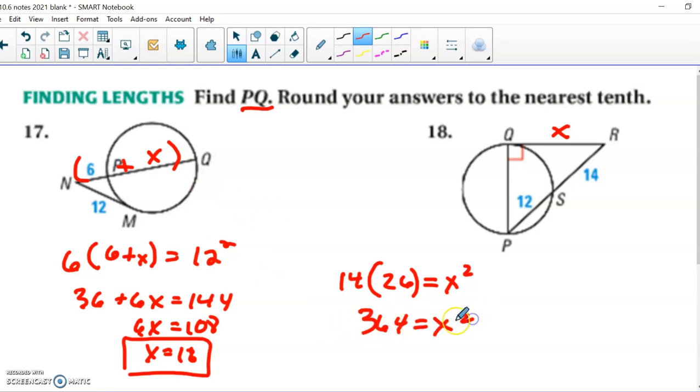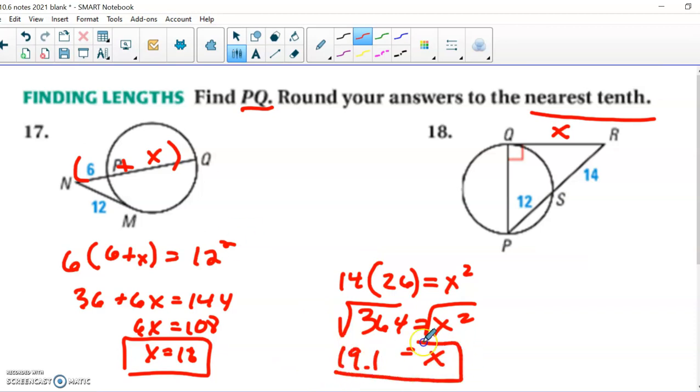Equals x squared. We know to get rid of a square, the opposite of squaring something is square rooting, so we're going to square root both sides. And that gives us, and it says round to the nearest tenth, I got 19.07, so we're going to call that 19.1.